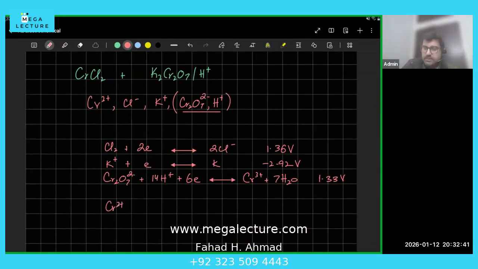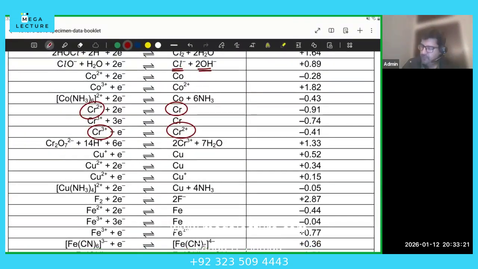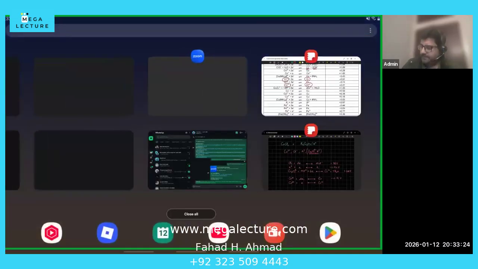ठीक है, so there is two electrons, and so you've got Cr, and then there is Cr3 plus electron. अच्छा, so ये क्या Cr2 plus क्या थी वैल्यू इसकी? Minus 0.91 volts, and what was the other one? Minus 0.41 volts. So minus 0.41.